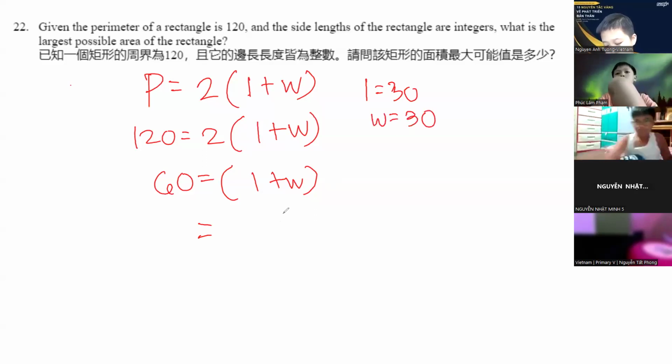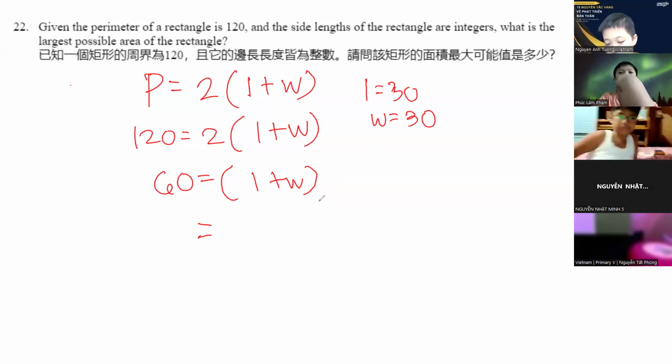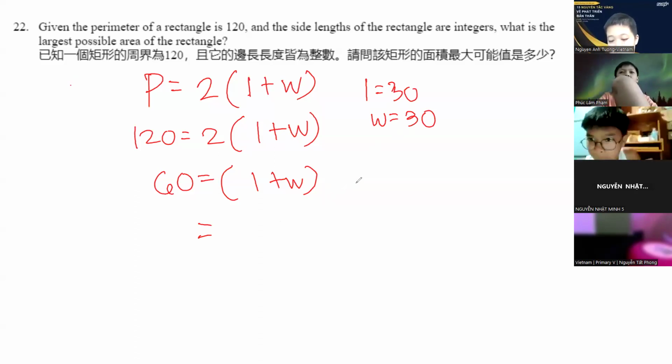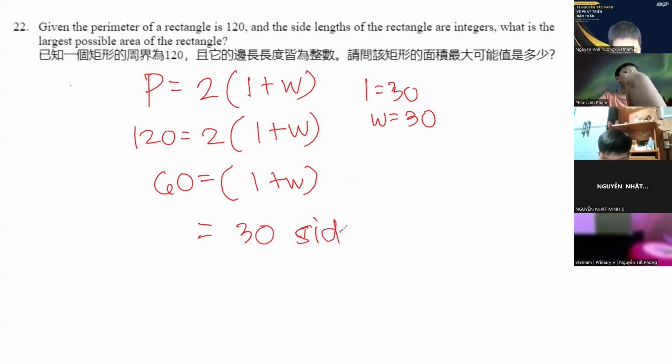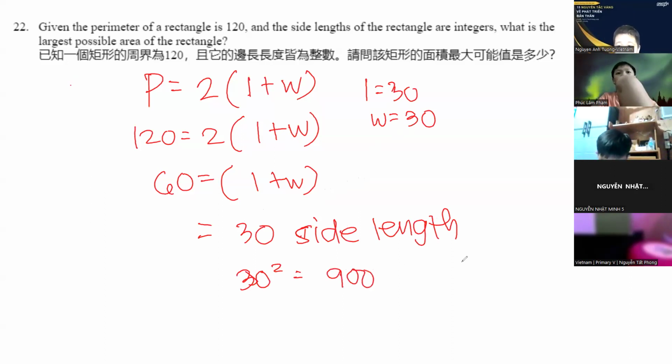So question: if length and width are both 30, doesn't that make this a square? Yes, it does. But notice that squares are also rectangles. Squares are special kinds of rectangles, so this is allowed. So 30 is the side length. 30 squared is 900. For the others who answered 900, very good.